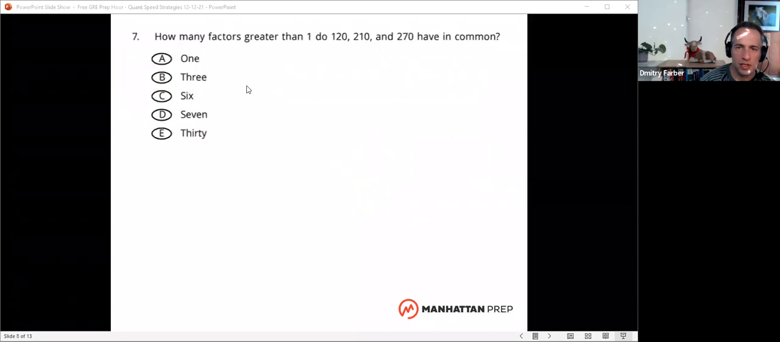Let's do another variation. Here's another one where they're asking us for maybe a little bit more work than might seem necessary. How many factors greater than 1 do 120, 210, and 270 have in common? So again, I might think about doing some counting. But here, since it's a list of things, I can't automatically say, oh, I know that the number should be odd or even or anything like that. Can anyone see a way to cut one or more of these answers?